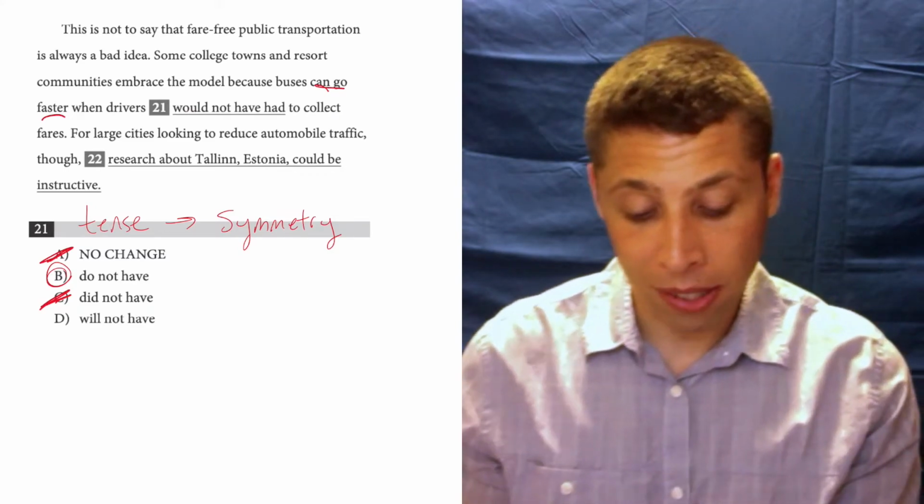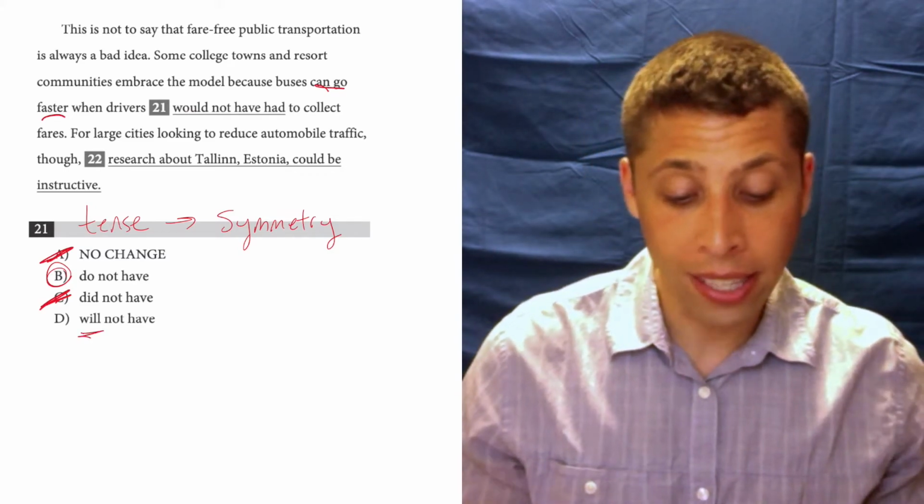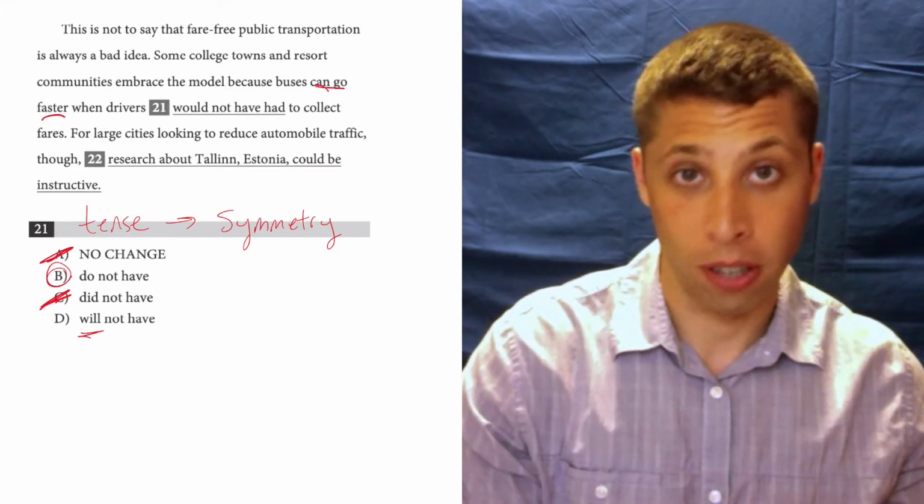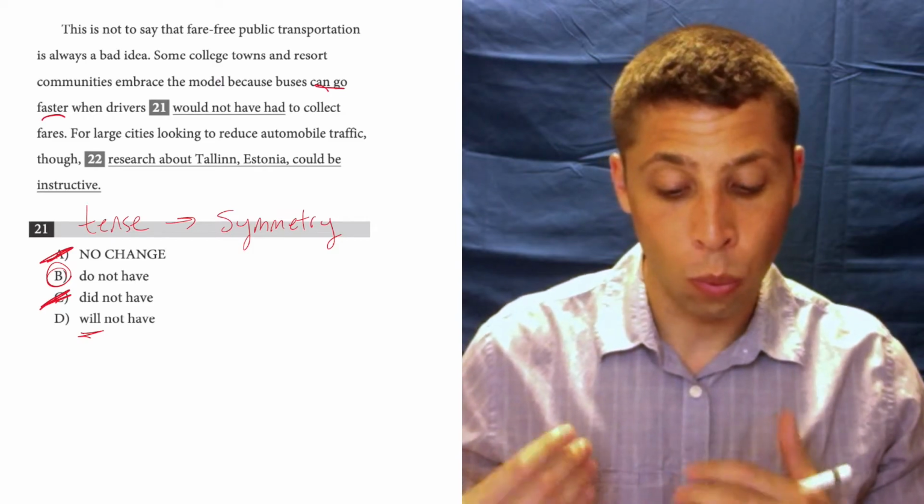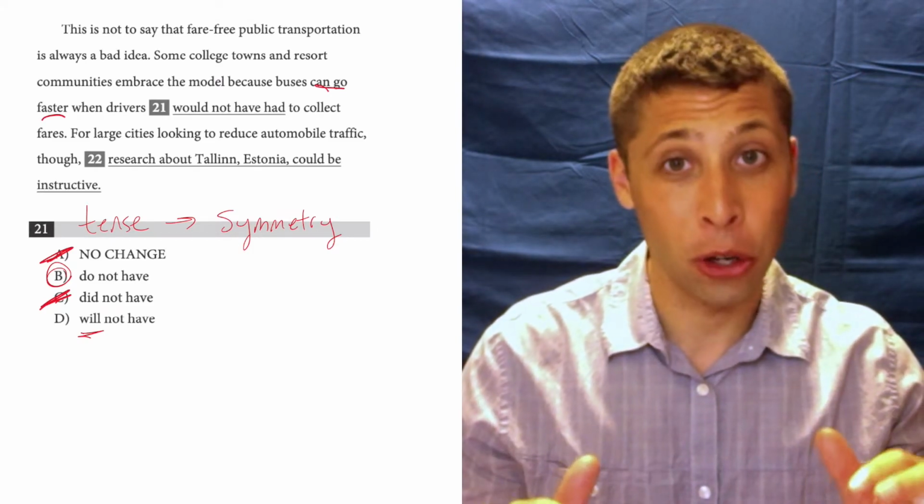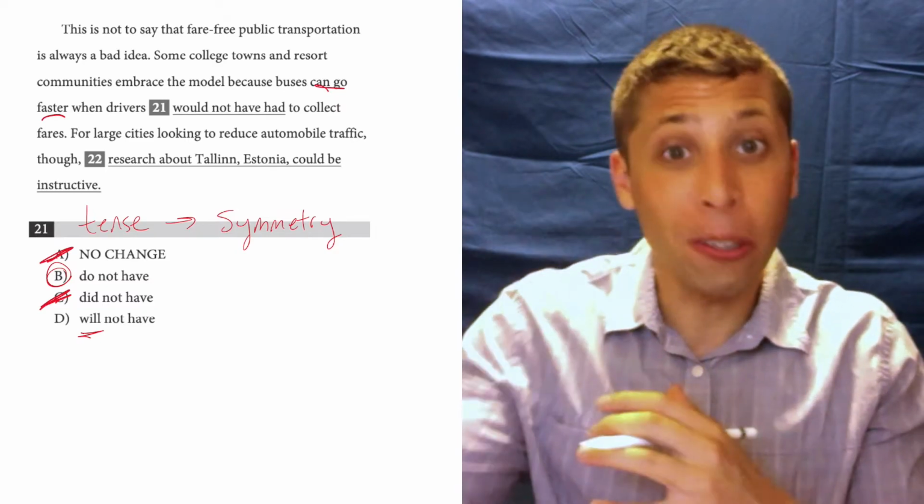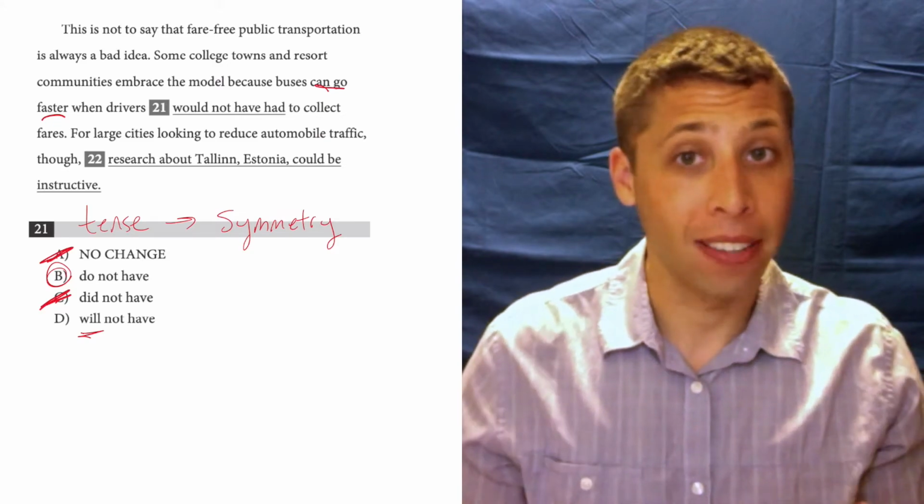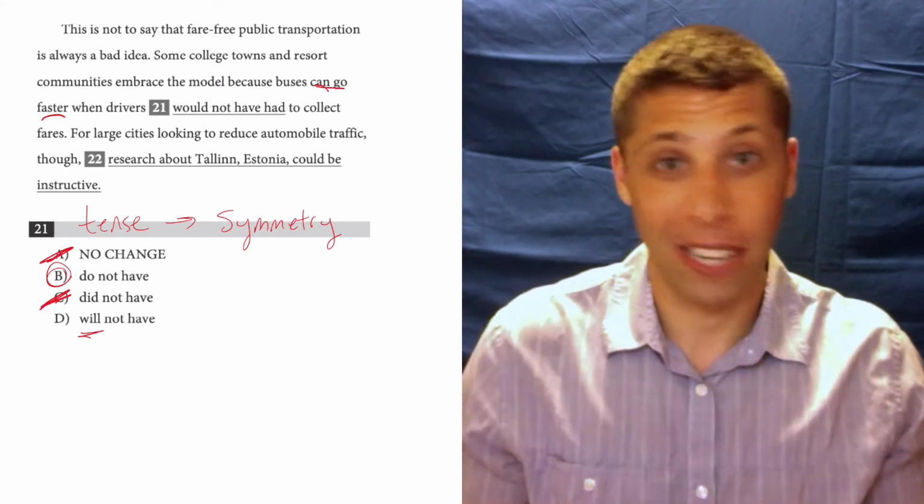D is wrong because there's no will in the first part, right? They didn't say buses will go faster when drivers will not have to collect fares, right? They didn't say that. That sounds weird too. But if the will was in the first part, I would expect it in the second part. It's not. So that's not going to match.